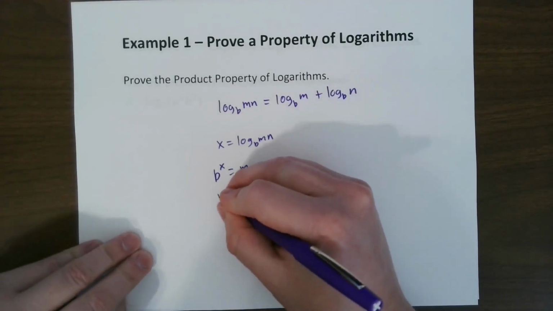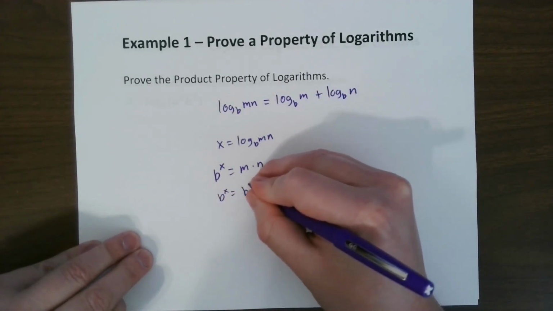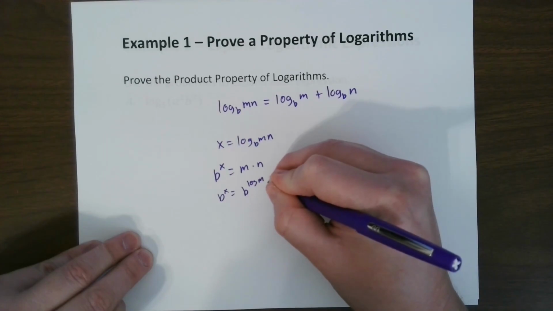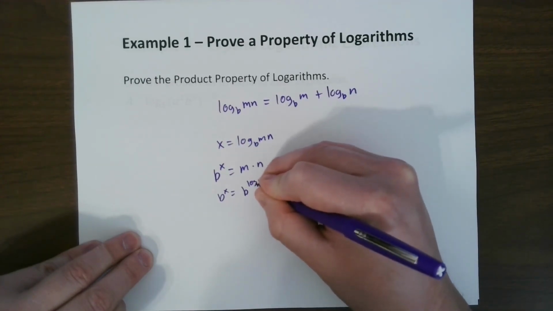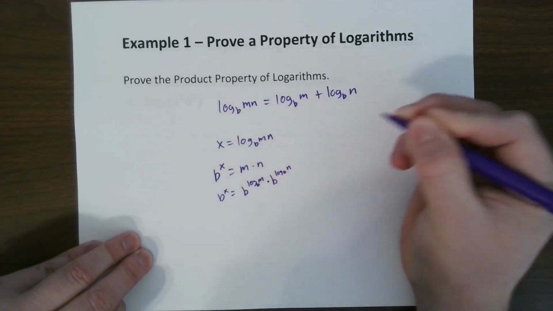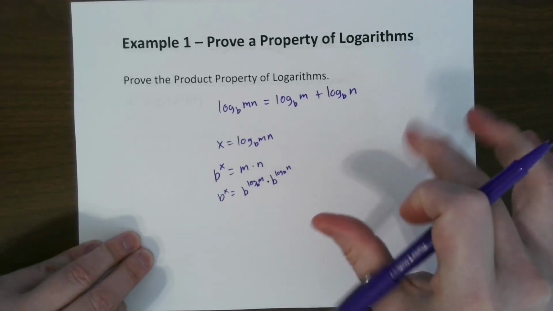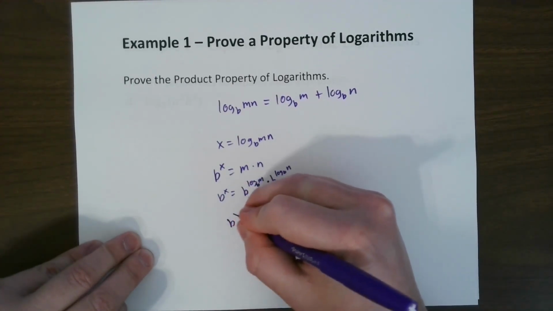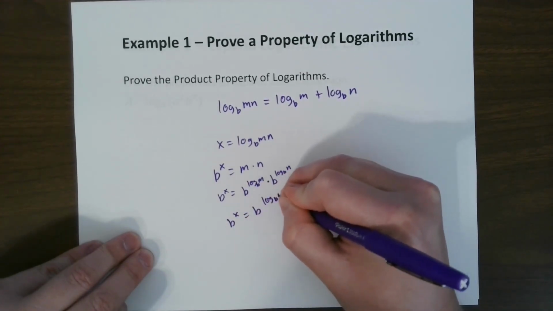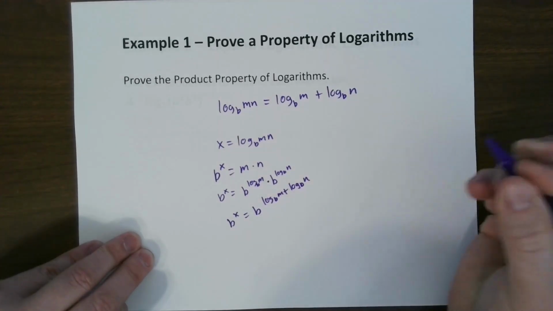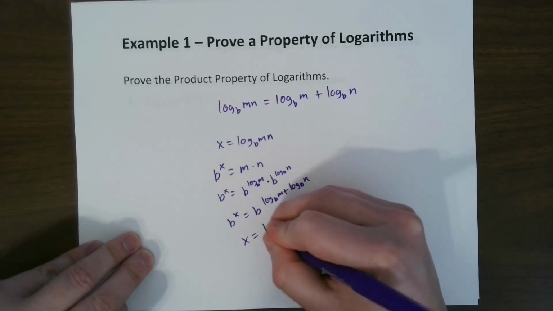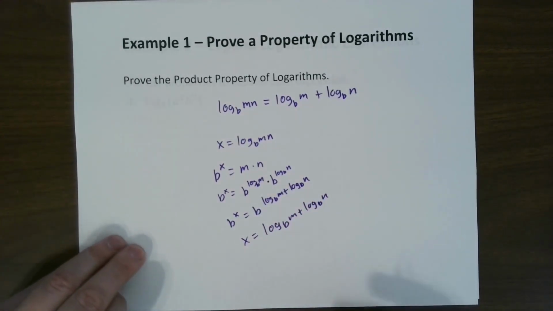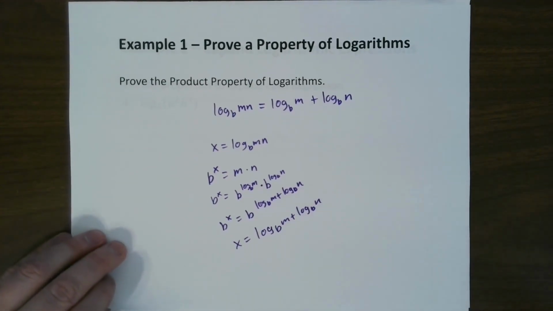Okay, so what you do next, there's a trick to this, which is you write b to the log b of m times b to the log b of n. And we know we can rewrite this as one thing, since we're multiplying these exponents, we can just add them. And so since both sides are b, we know that equals log b of m plus log b of n. Now, using this is more important than proving it, to be honest with you.